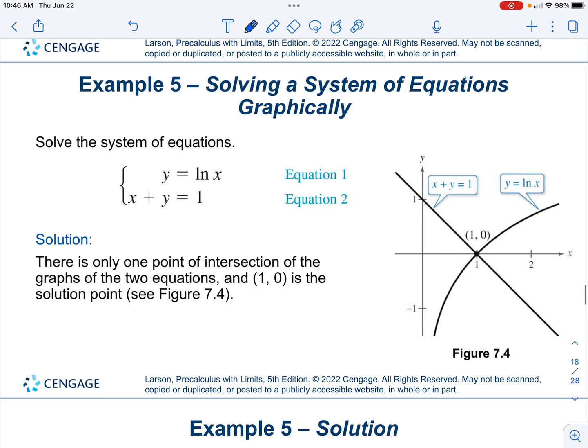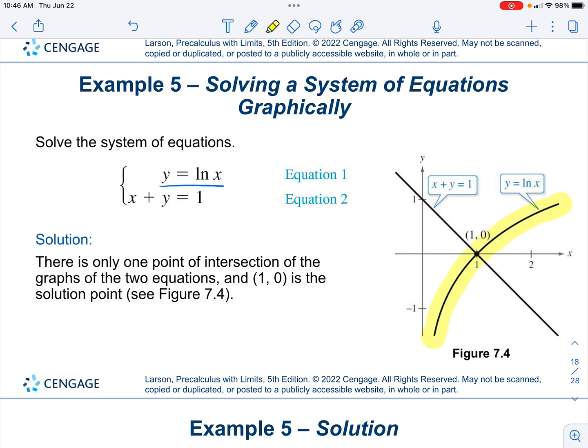So I left the graph here that they have. Here's a system: y equals ln of x. That is a logarithmic function. We're going to get to that later on in the course. Here it is. Here's a graph of it.